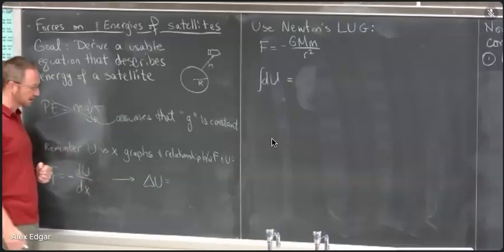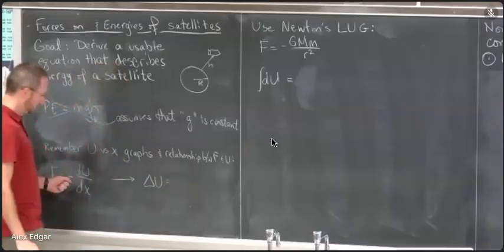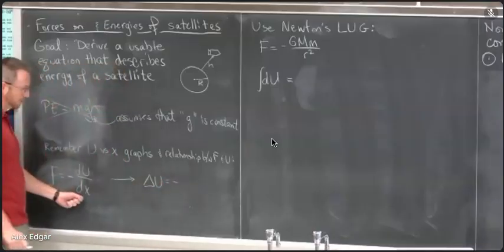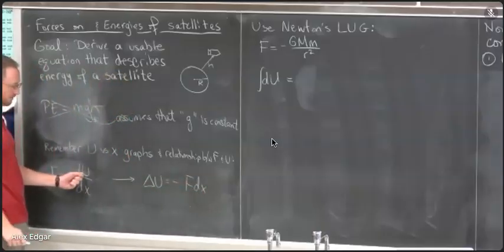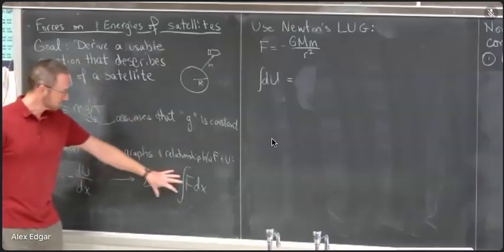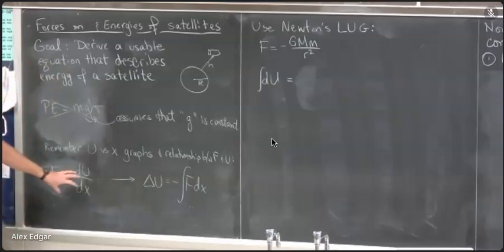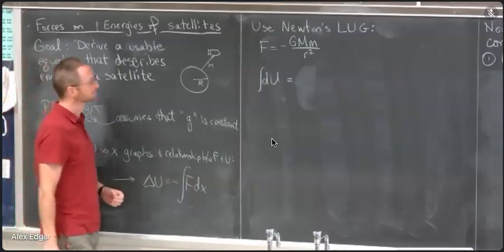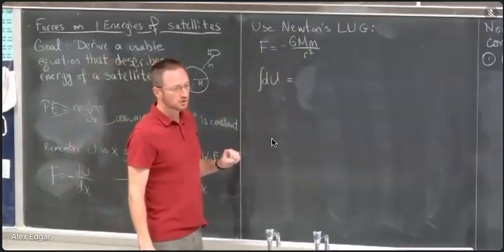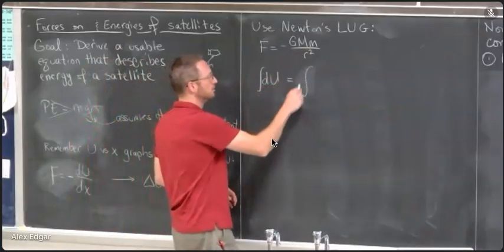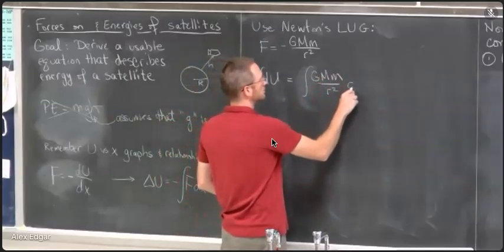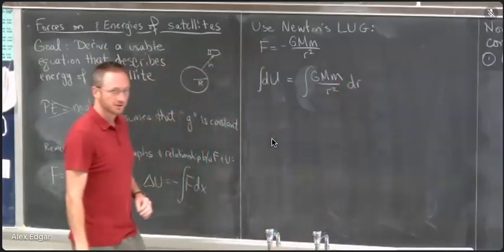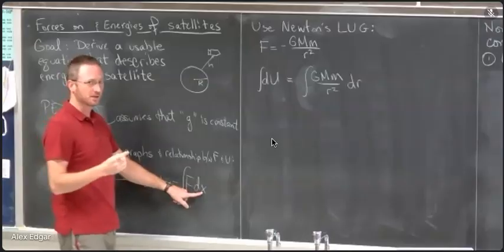But we can go in the other direction as well. Negative stays, multiply both sides by dx, and then undo the derivative, find the antiderivative. So we have the integral form and we have the differential form of the relationship between force and potential energy. And we're going to take Newton's law of universal gravitation and put that into this integral.